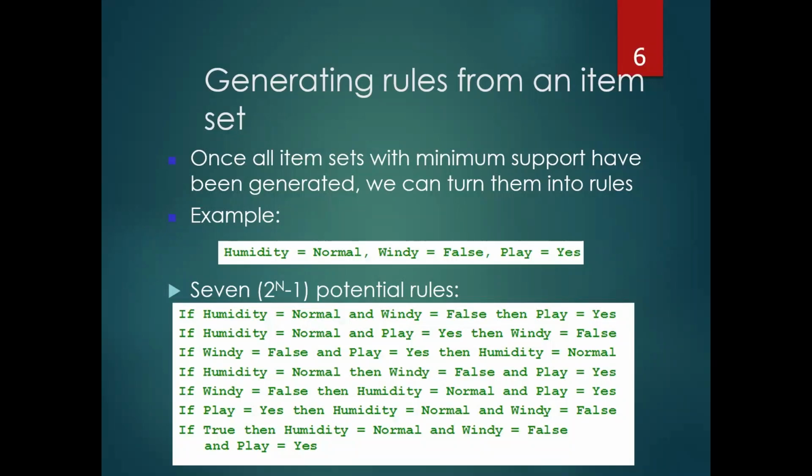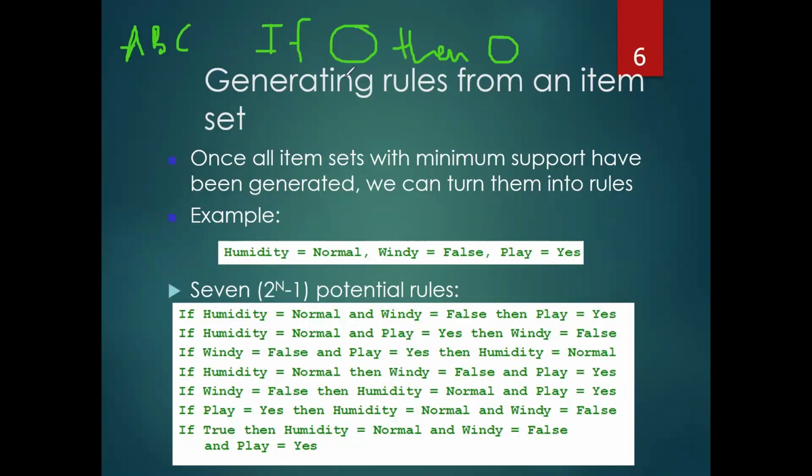It goes like this. To simplify, let me take the 3-item set as A, B, C. A is humidity normal, B is windy false, C is play yes. When you create the rules, you have if and then: if something, then something else. This is how we have to put it. Since we have 3-item sets, we can do it in 7 different ways.